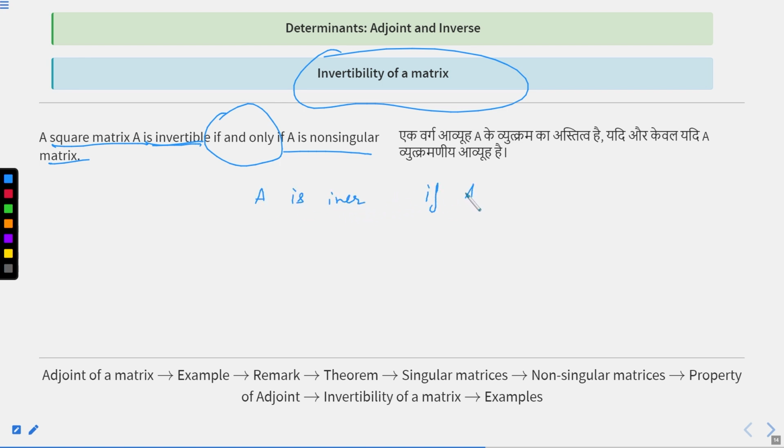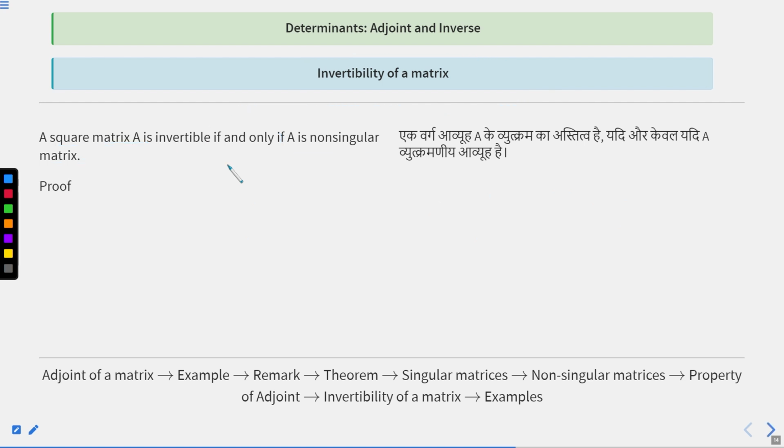if A is non-singular, and A is non-singular if A is invertible. Clear? How are we going to prove that?